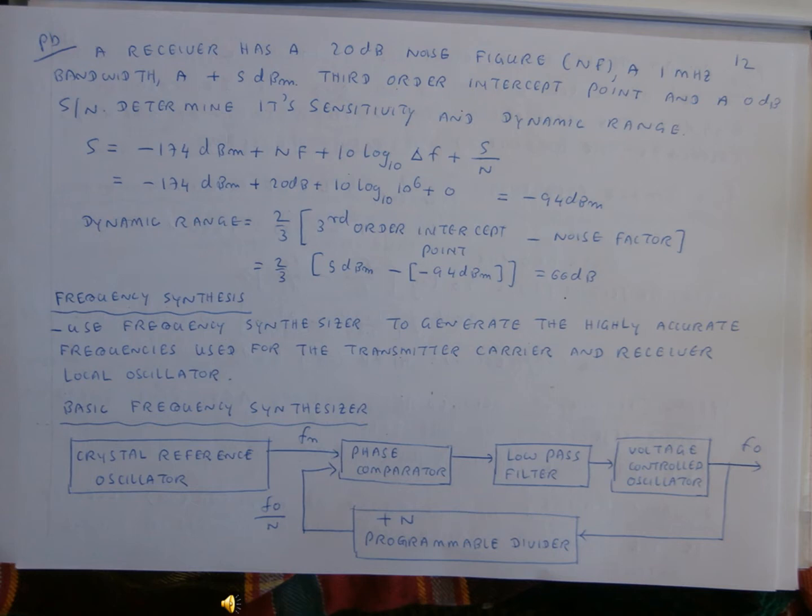Dynamic range is given by an equation with 2 thirds multiplied by the third-order intercept point minus the noise floor. So there will be 2/3 multiplied by (5 dBm minus (minus 94 dBm)), and you get 60 dB. This is the way we can calculate dynamic range.